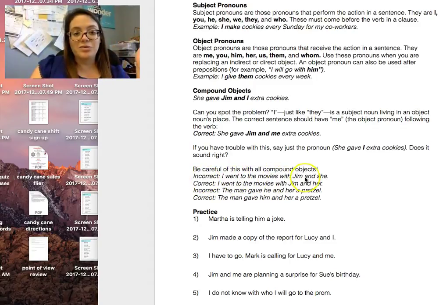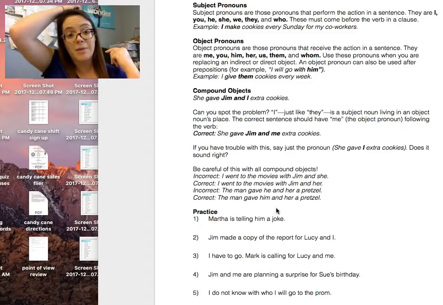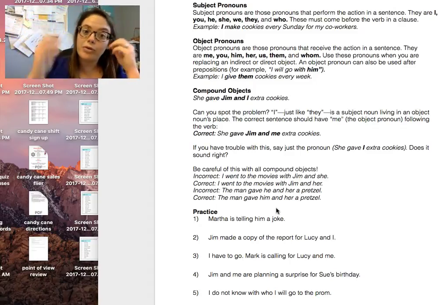Let's look at a few examples of this. Incorrect: I went to the movies with Jim and she. Correct: I went to the movies with Jim and her. We want to use the object pronoun, not the subject pronoun she. Incorrect: the man gave he and her a pretzel. Correct: the man gave him and her a pretzel. And again, just do your little test. If I take it away, the man gave he a pretzel, that should sound weird. I went to the movies with she, that should sound weird. So test out your parts of the compound object to see if they're both correct.